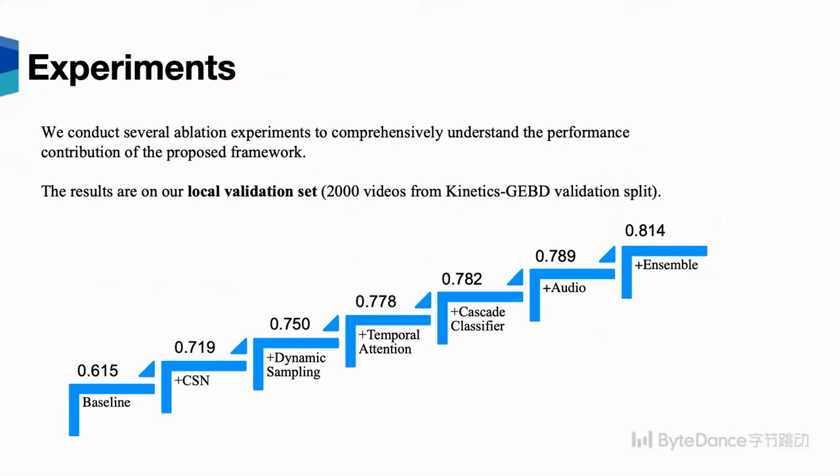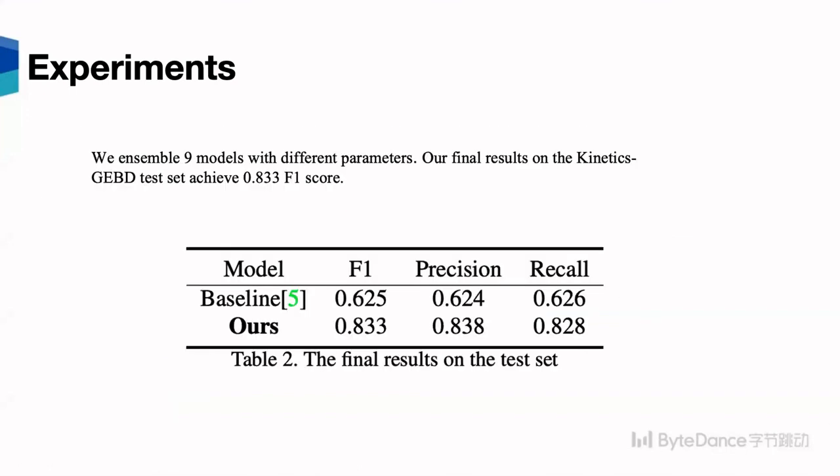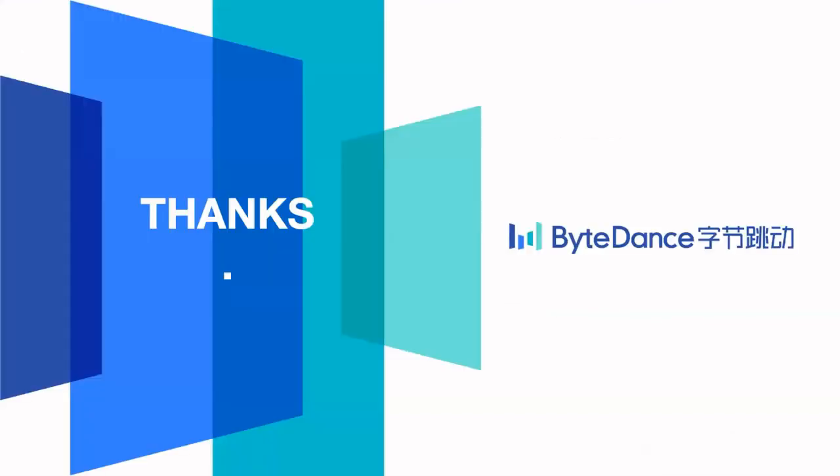To fully understand the contribution of each component, several ablation experiments are conducted. We report the results on our local validation set. We can observe that with this method, we improve the F1 score from 0.615 to 0.814. Finally, we assemble 9 models with different parameters. Our final result on the Kinetics-GEBD test set achieved 0.833 F1 score. That's all. Thank you.